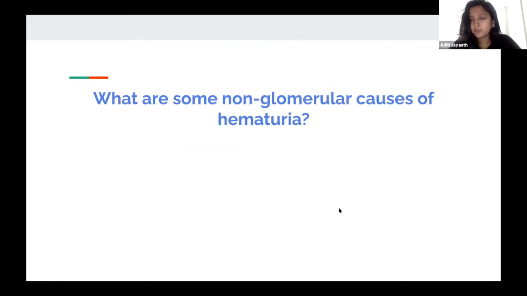So let's review really briefly: what are some non-glomerular causes of hematuria?